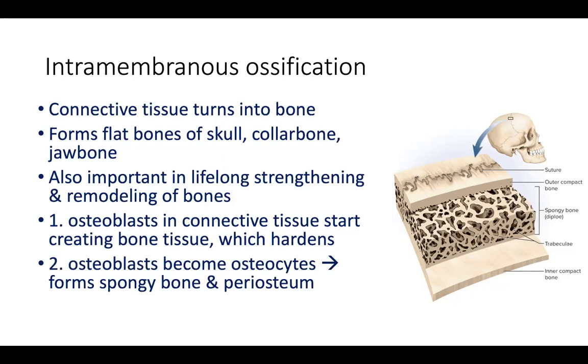And then you already know this, osteoblasts are going to become osteocytes because that matrix is going to harden around them and trap them. They then become osteocytes. That'll form essentially the spongy bone specifically and the periosteum. The periosteum is the lining around the bone.